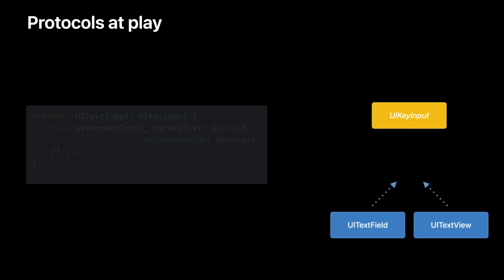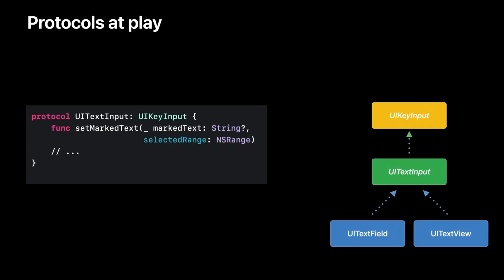I know I just said text controls adopt UIKeyInput, but in reality, they adopt a protocol called UITextInput, which is an extension of UIKeyInput. If you adopt UITextInput, you'll get an extra feature when using the camera, a preview of the text to be inserted. And that's done with the setMarkedText method shown here. Having a preview is optional though. If you opt not to have it, you only need to adopt UIKeyInput.